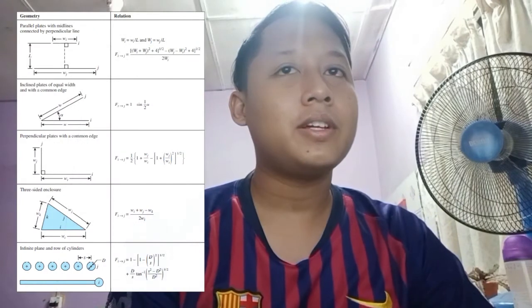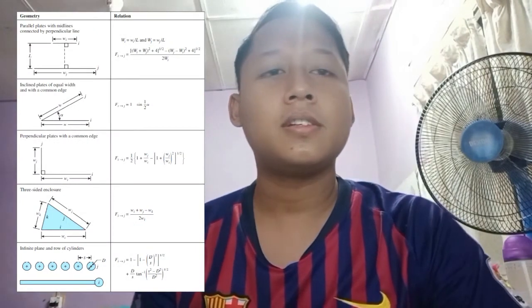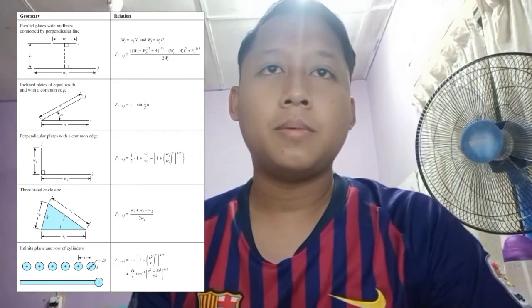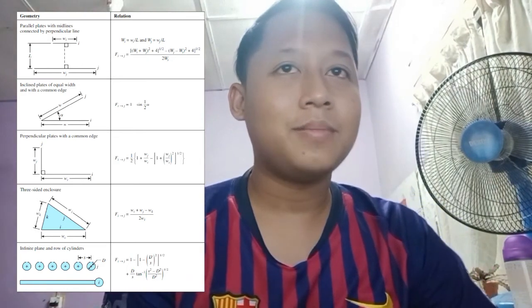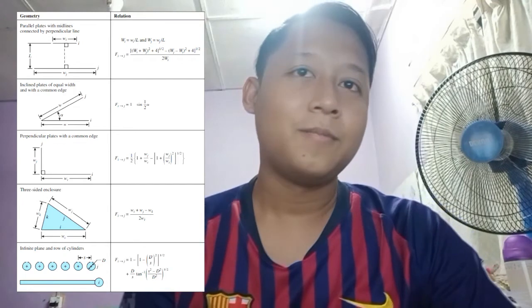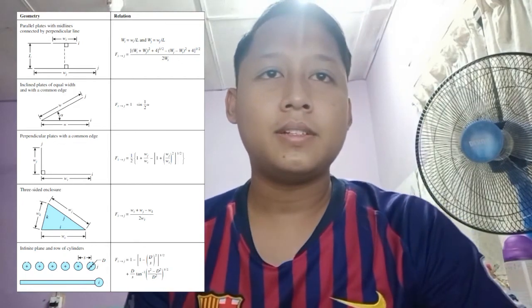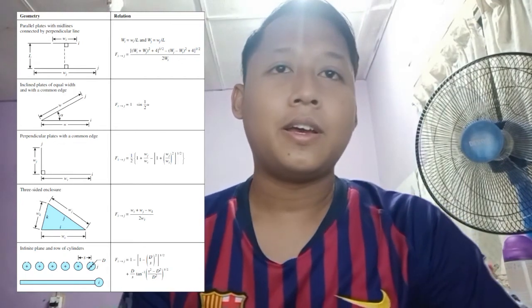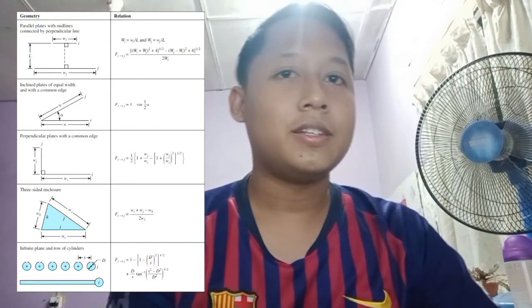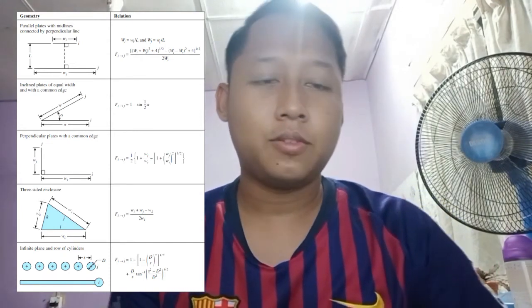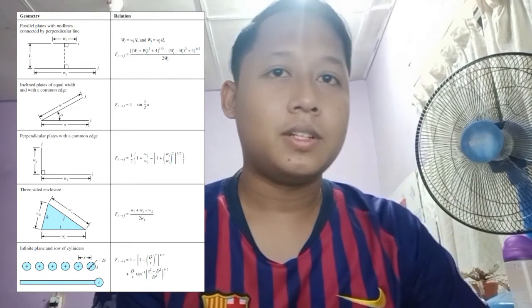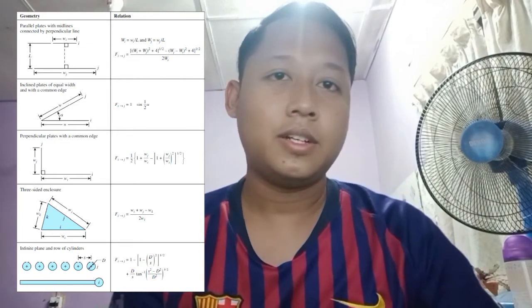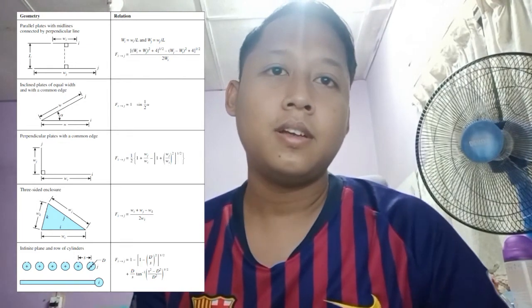There are a few formulas that we can define for Fij based on the condition. The first condition is parallel plates with midlines connected by a perpendicular line. The second one is inclined plates of equal width with a common edge. The third one is perpendicular plates with a common edge. The fourth is a three-sided enclosure. And the last one is an infinite plane and a row of cylinders.